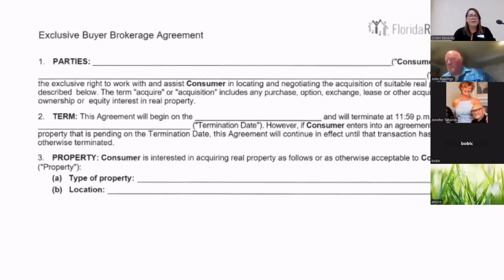Number 1 on the contract, it says the parties, it has the consumer and it has the broker. You'll notice if you're familiar with this document that they went ahead and they took out the office. There used to be a place to put office. So you're going to put the broker's name, not the brokerage name, but the broker's name. And then your name as well.